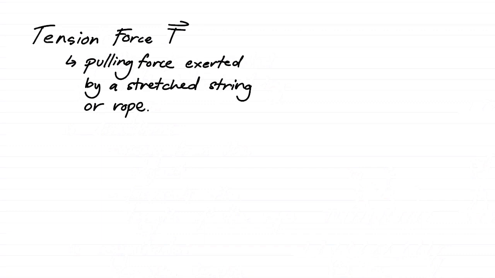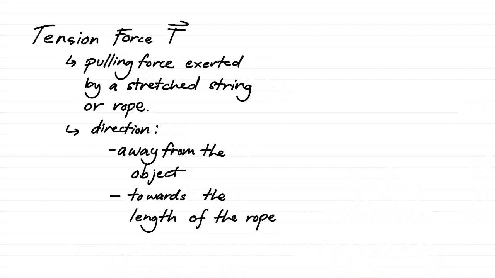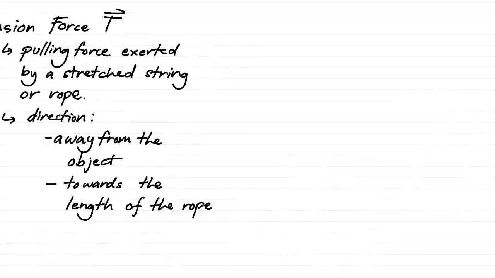Now, since this is a vector, meron siyang magnitude, meron din siyang direction. So the direction of the tension force is always away from the object. It is a pulling force. And the direction is towards the length of the rope or string. So consider these cases here.